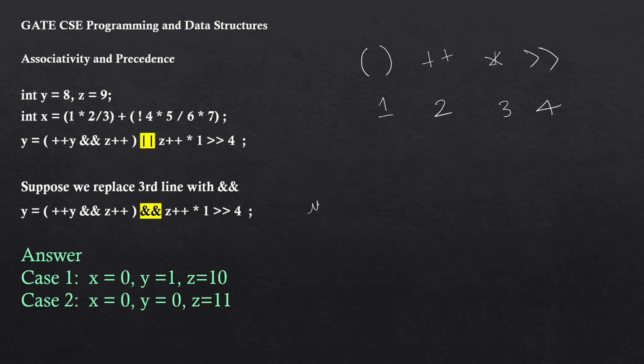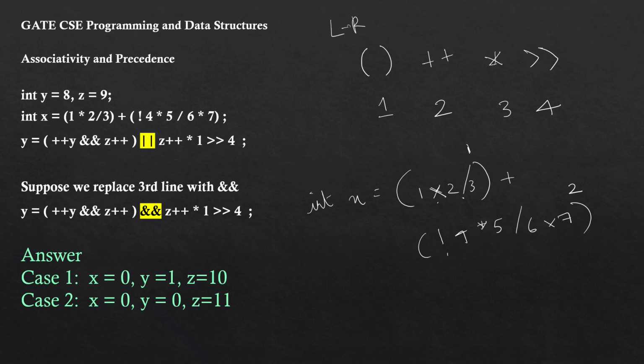So now int x equal to 1 into 2 by 3 plus not 4 star 5 by 6 into 7. So bracket will always be higher precedence, so this gets evaluated first, then this. Now within the bracket, let's check. Both have same precedence, multiplication and division. So how do we evaluate? Based on the associativity. Associativity tells us we need to evaluate from left to right. So first 1 into 2, then 2 by 3. Since both are int, we get 0.